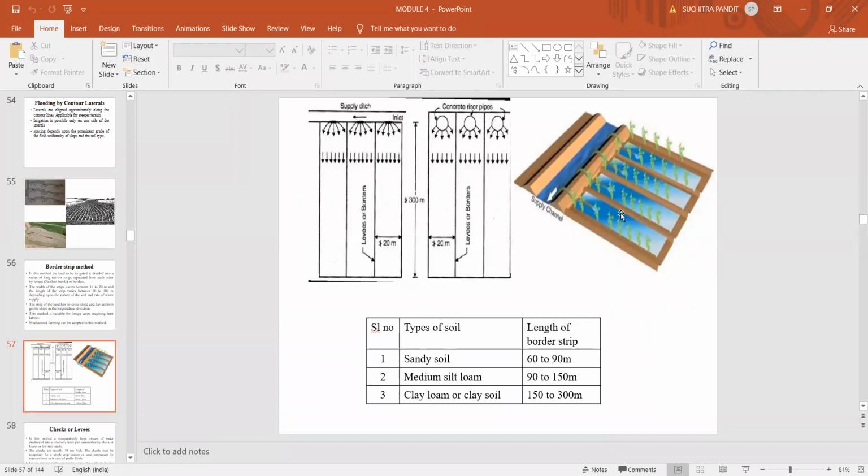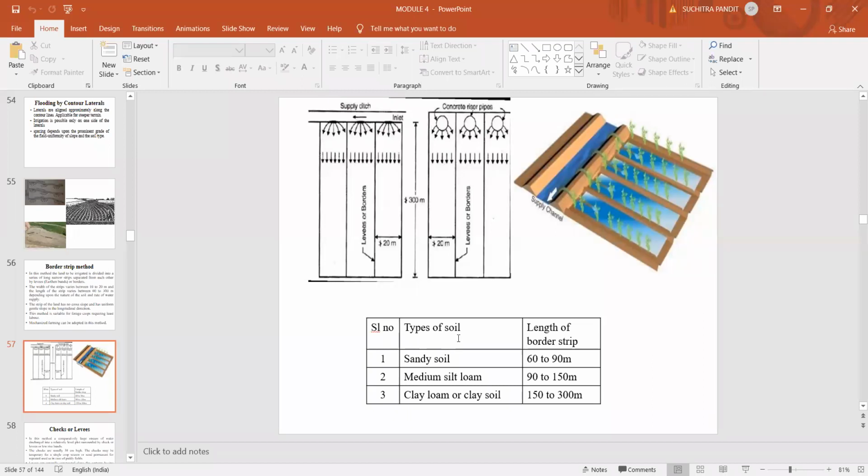Now you can see here, the entire land is divided into equal number of rectangular strips, and these strips are separated by means of these earthen bunds, also known as levees or borders, and water is admitted at the higher elevation, and once the lower tail end of the plot gets sufficient water, water is turned off at the higher point, at this point.